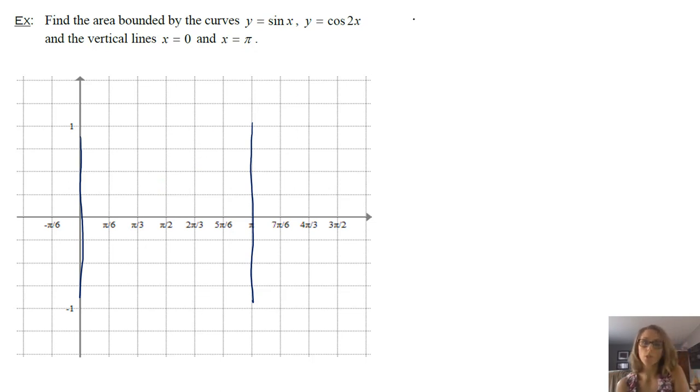And of course we do need the intersection points. So right now we see that we have sine x and cosine 2x. So we're thinking we're probably going to be doing our rectangles in the normal way, but we'll see what it looks like. So we do need to find intersection points. So I'll do sine x equaling cosine 2x.